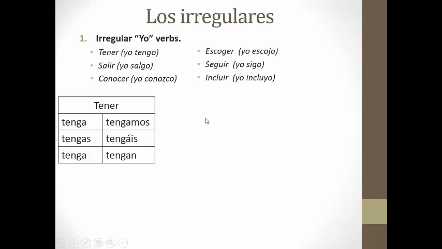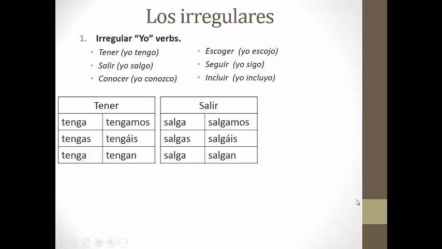Okay, same is going to be true for salir. Its yo form is salgo. You drop the O, add the endings. Salga, salgas, salga, salgamos, salgan.